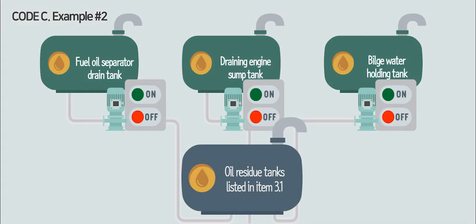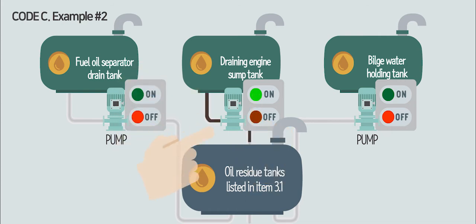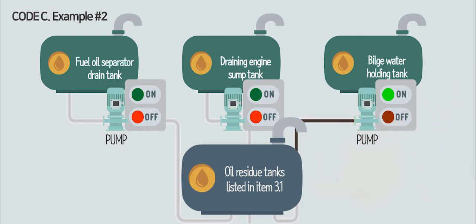Note: this is an operator-initiated manual collection, where oil residue is transferred into the oil residue tank. Examples of such operations could be collection of oil residue from fuel oil separator drain tanks, collection of oil residue by draining engine sump tanks, disposal of bunker samples, and collection of sludge from bilge water holding tanks. In this case, a disposal entry for bilge water is also needed.